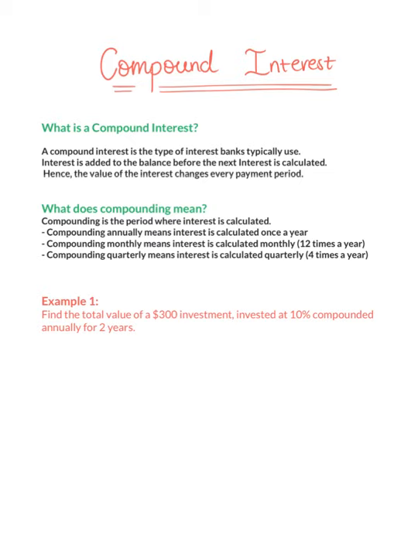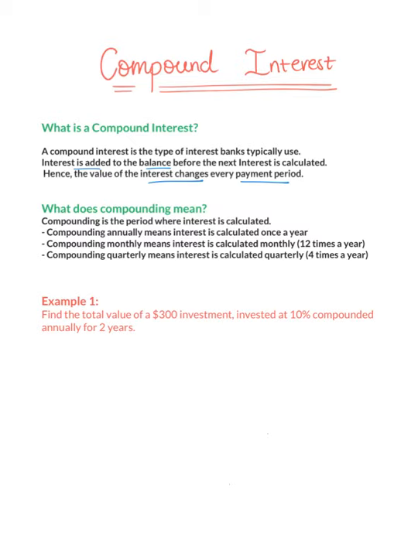So compound interest is again a type of interest that banks typically use. Interest is added to the balance before the next interest is calculated. So this is really important. Interest is added, therefore we have a new principal value each time we calculate interest, which means that interest changes every payment period. So the interest gained or the interest you pay to a bank can either increase or decrease depending on whether you have made an investment or you have taken a loan.